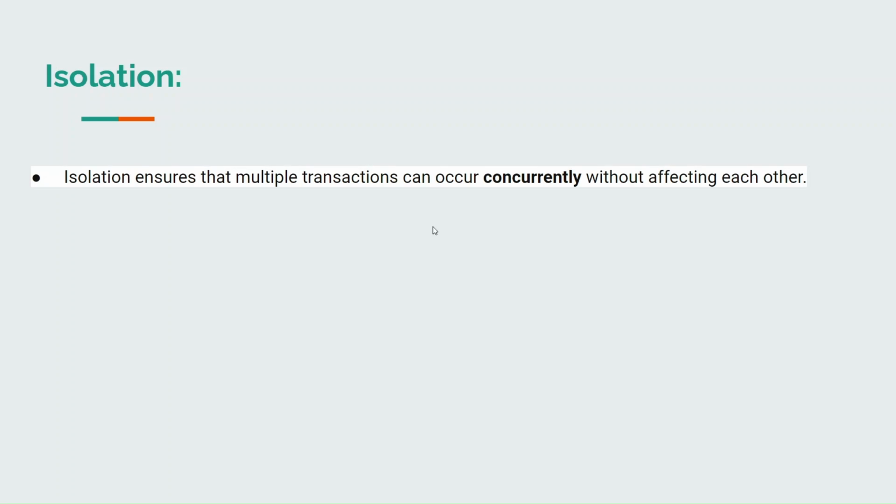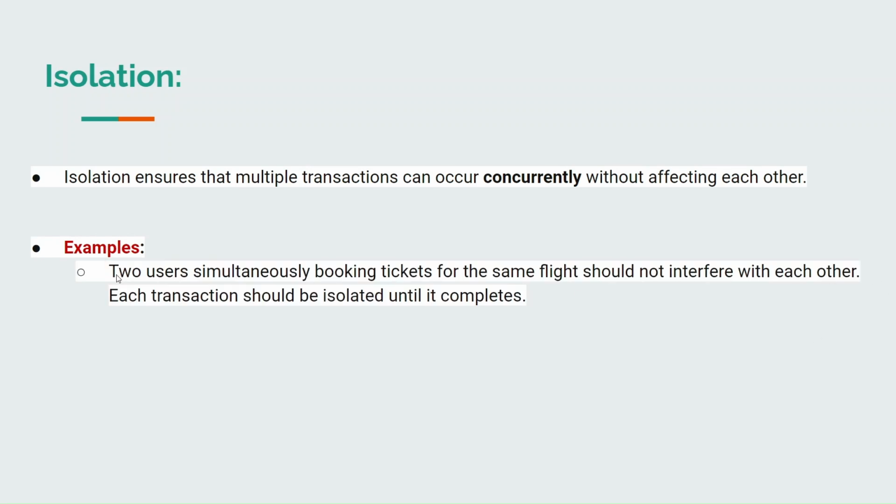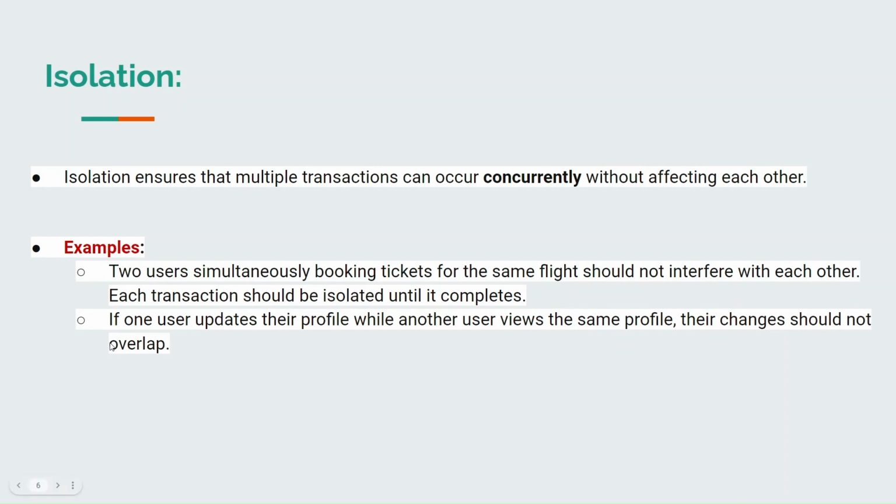The third property is isolation. This property ensures that concurrent transactions are isolated from each other and don't interfere with each other's data. Even if multiple transactions are happening simultaneously, the result should be the same as if they were executed one after the other. A typical example is two users simultaneously booking tickets for the same flight, so they should not interfere with each other. Each transaction should be isolated until it completes. And if one user updates a profile while another user views the same profile, their changes should not overlap.